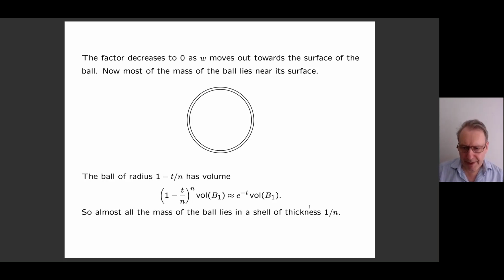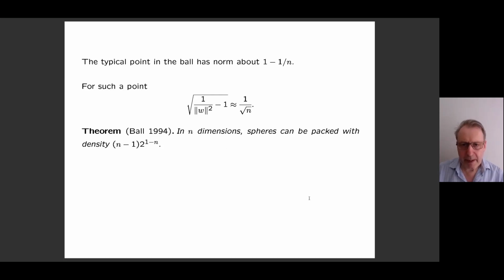So the typical point has length 1 minus 1 over n, and that means that when you evaluate this quantity, it comes out to be about 1 over root n. So this thing on the bottom will be 1 minus 2 over n, its reciprocal 1 plus 2 over n. So this is, let's say, root 2 over n roughly. And that's how we win the extra root n.